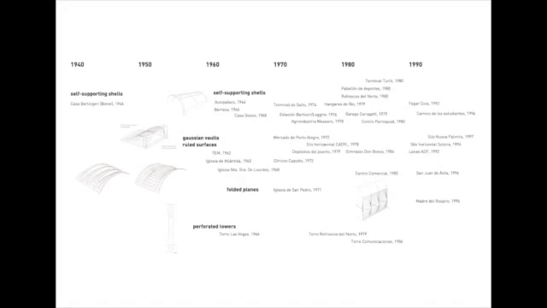Guastavino, for example, patented a tile that has been used in several buildings here on the East Coast, in the Boston Public Library and in the Central Terminal in New York. Dieste brought reinforced masonry to a radically new territory by developing a novel set of structural types: self-supporting shells, Gaussian vaults, rolled surfaces, folded planes, and perforated towers.